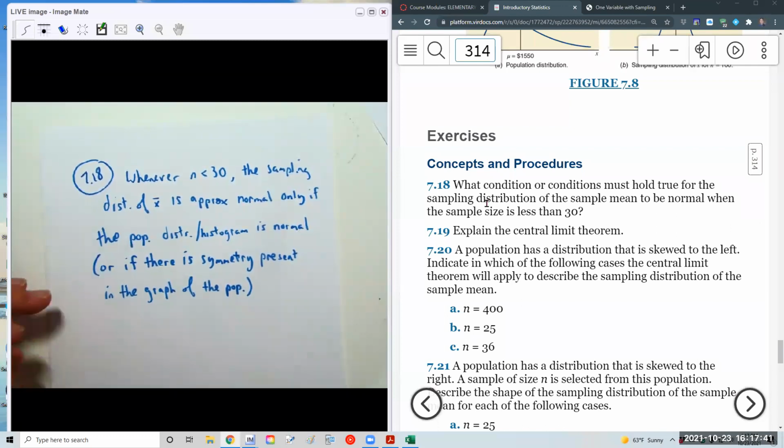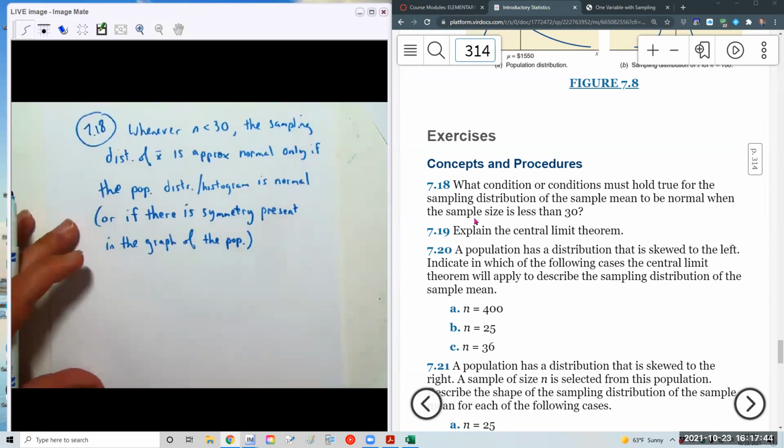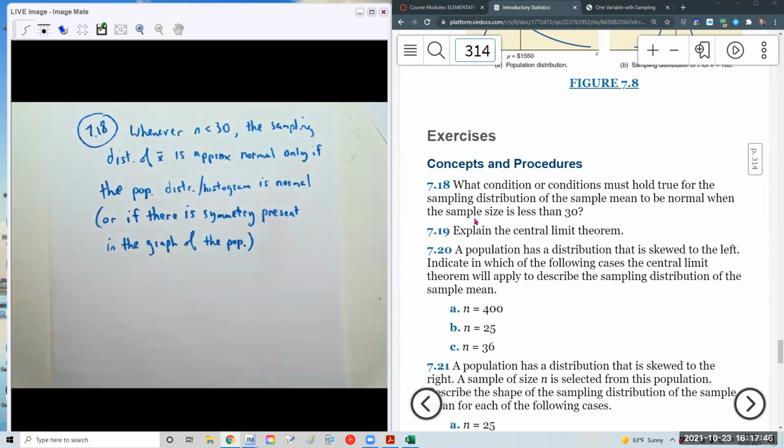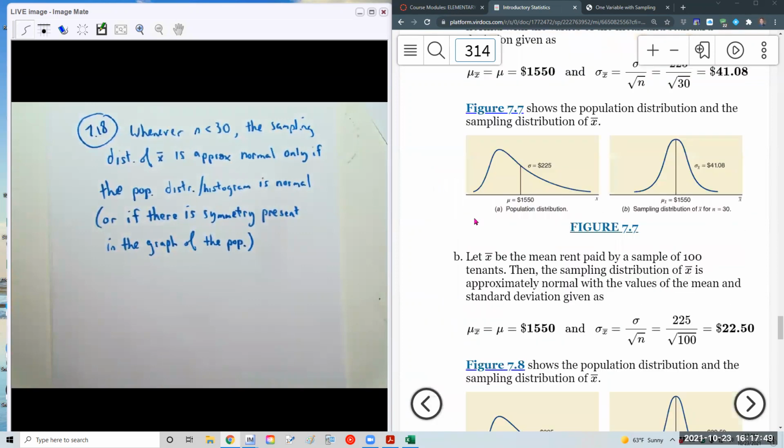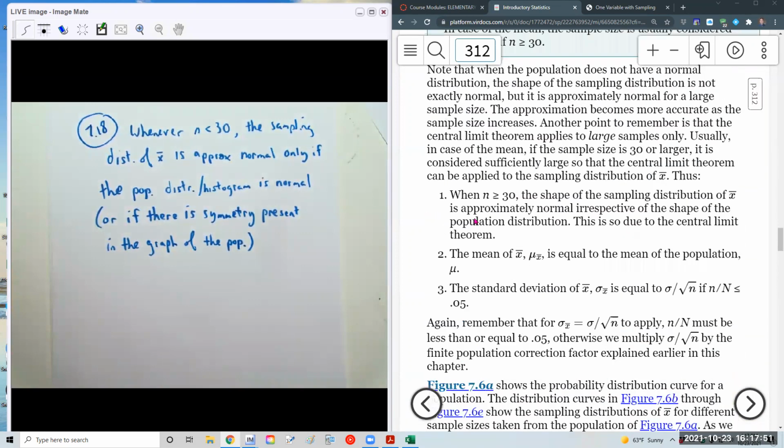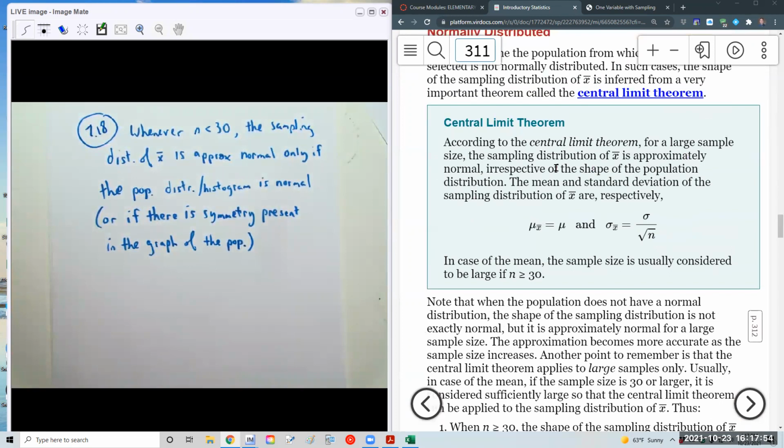Okay, and then for 7.19, explain the central limit theorem. Well, they just want us to regurgitate the statement of the theorem. And they've summarized it right here. For a large sample size, in other words, if n is greater than or equal to 30, the sampling distribution of x bar will be approximately normal in shape, and the mean and standard deviation of the sampling distribution, these numbers, mu sub x bar and sigma sub x bar, will be given by these two formulas, mu and sigma over square root n.